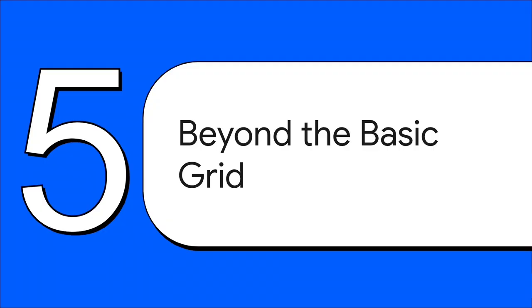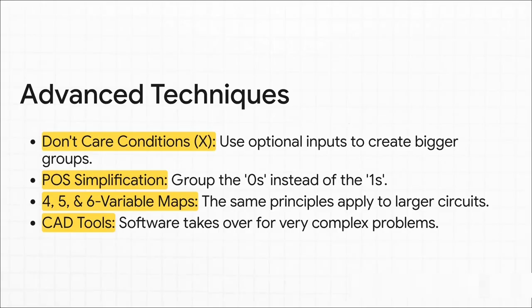Now, this whole technique isn't just for simple 3-variable problems. The same ideas, the same principles, they scale up to handle much more complex situations. And there are a few other cool tricks we can add to our toolkit. For example, sometimes there are input combinations that just will never happen in a real circuit. We can mark those spots with an X for don't care, and we can use them to help us make our groups even bigger, which is great.